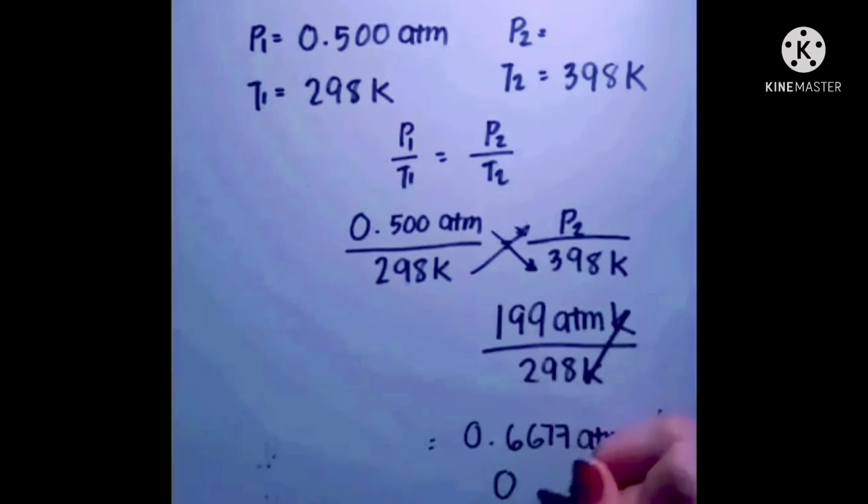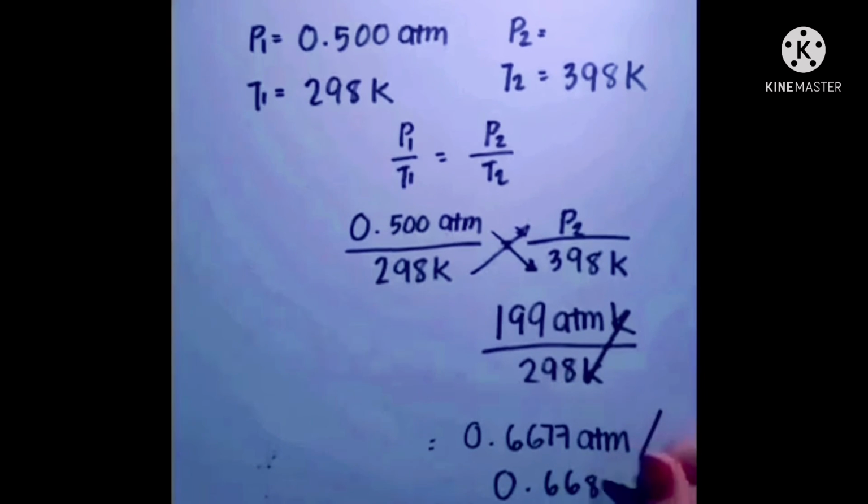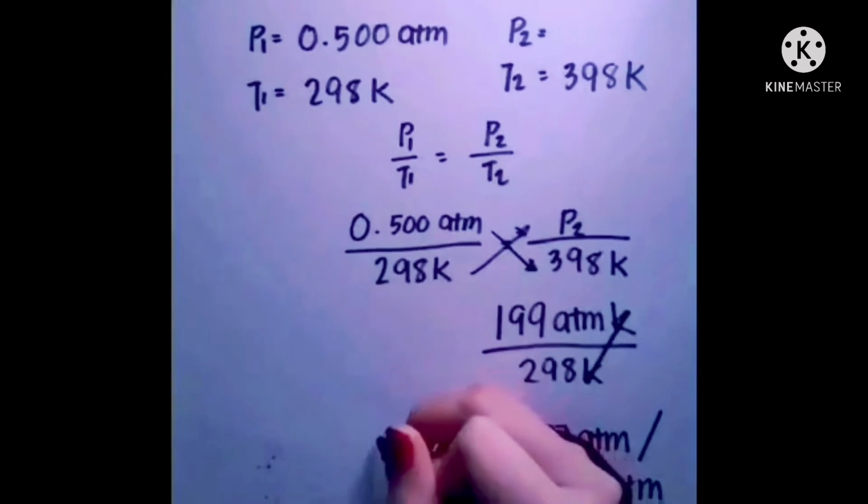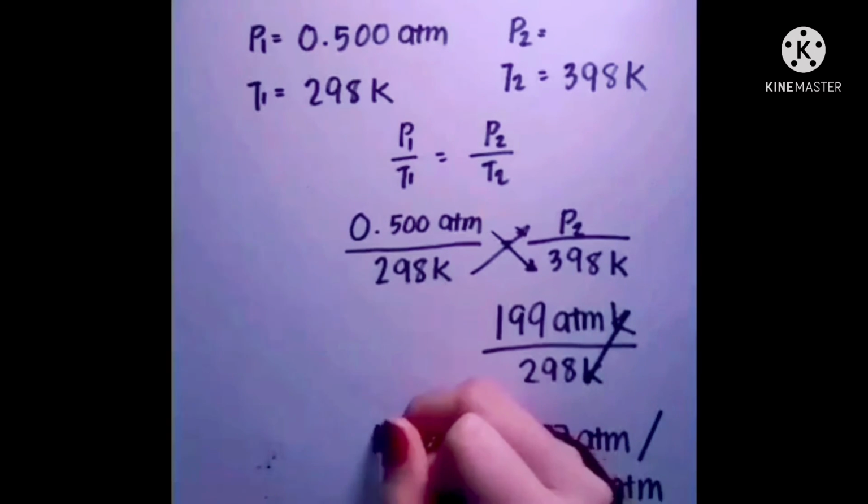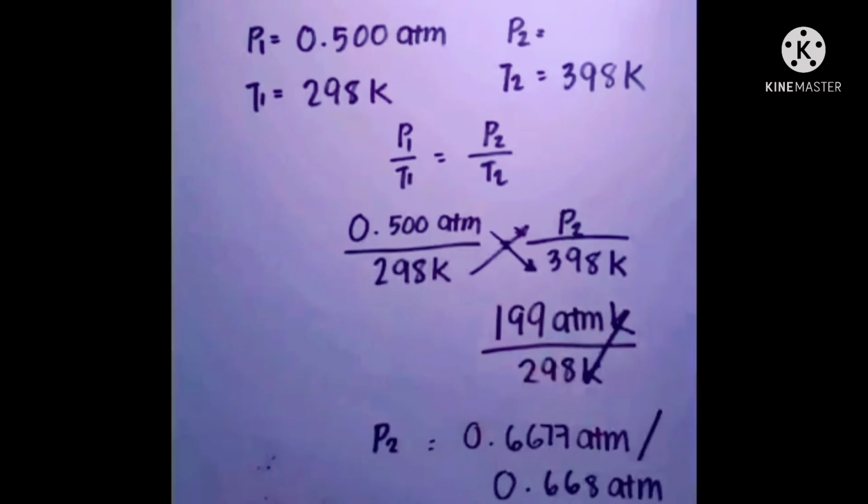At kapag ni-round off naman natin ito, pwede natin ilagay na ganyan. Ito ay magiging 0.668 ATM. At ito na pwede natin masasabing this will be our final pressure. So, ayan.